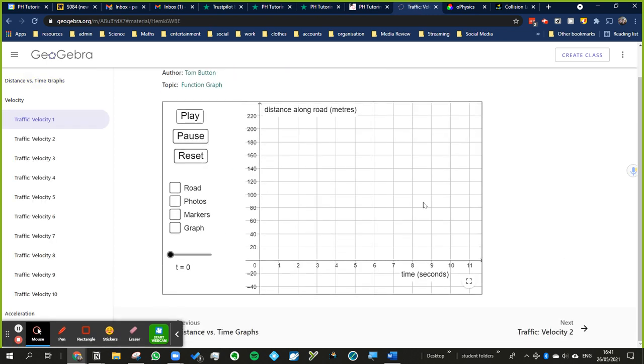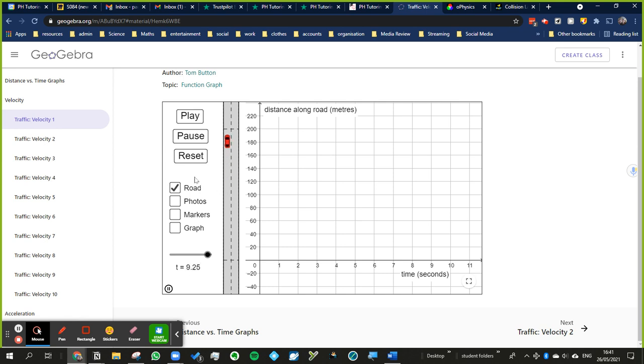So let's get an idea. This is going to be distance against time. So if I press play... let me just reset that. Okay, I see. So if I press play, we've got a car driving along. Then he stops for a little bit. Then he carries on driving.